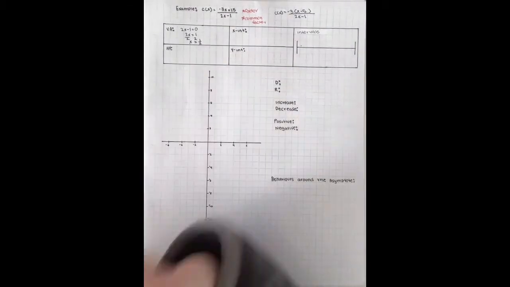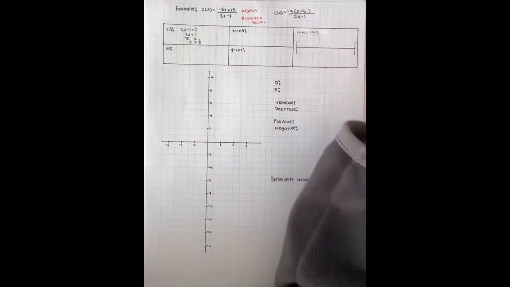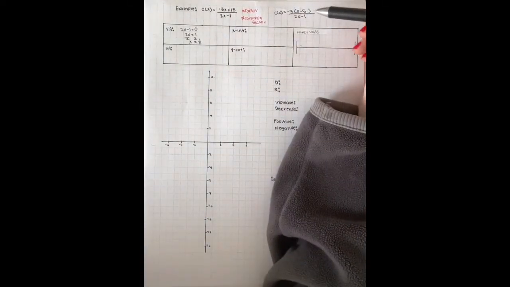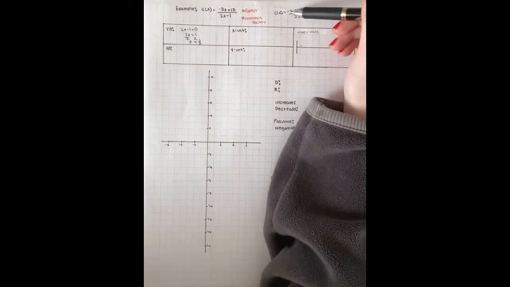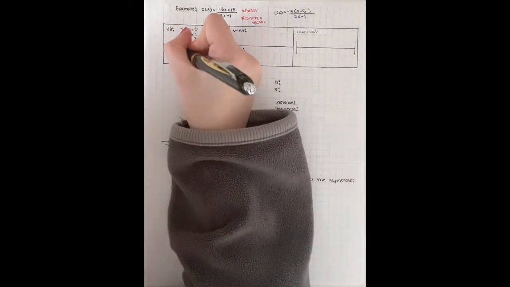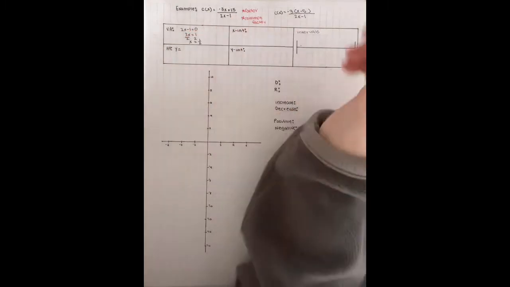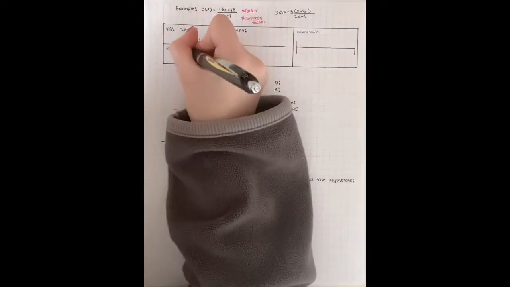To figure out the horizontal asymptote, we look at the degrees. Since it's a linear over a linear, the degrees are going to be equal, so we turn to the ratio of the leading coefficients. So the horizontal asymptote is going to be equal to negative 3 over 2.